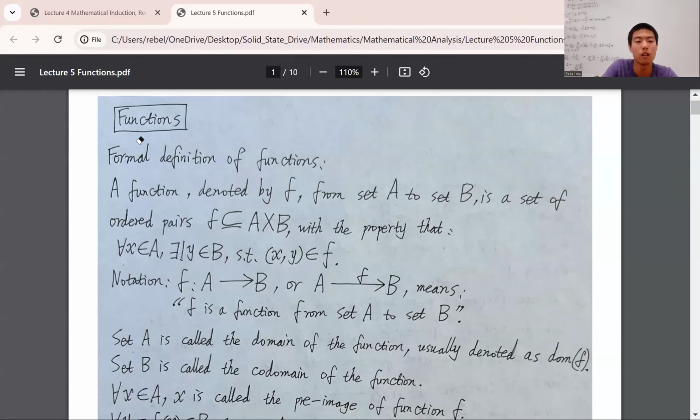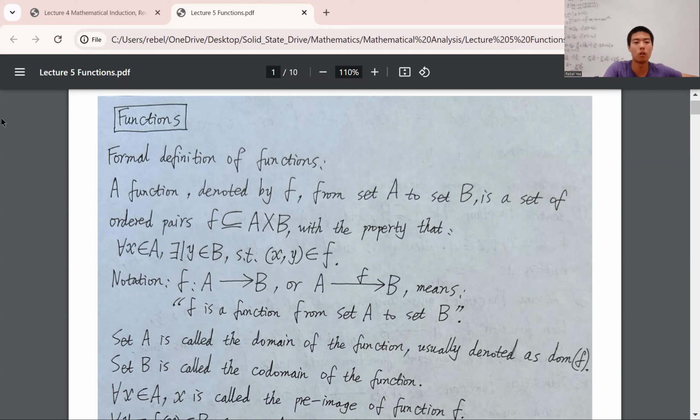How can we do that? So first, for every function, we usually use f to denote it. That's our tradition from high school. So we say a function from the set A to the set B is a set of ordered pairs.